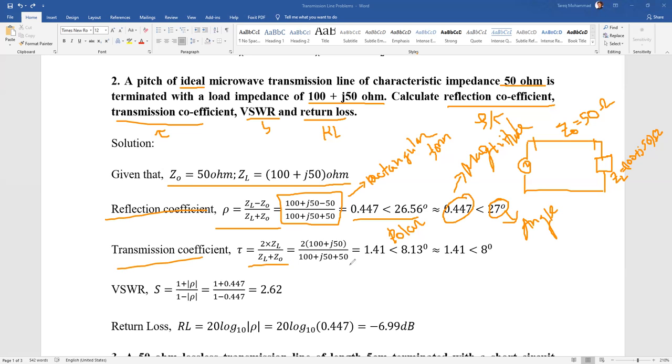Then the transmission coefficient. The formula is there, put the values of the characteristic impedance as well as the load impedance. Then you'll get the value 1.41, angle of 8.13 degree. That's it. And what is the VSWR? 1 plus rho divided by 1 minus rho. In the VSWR, when you use this symbol, you are taking the absolute value, the magnitude.